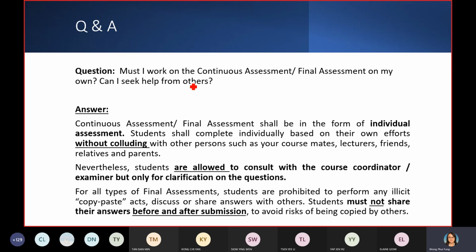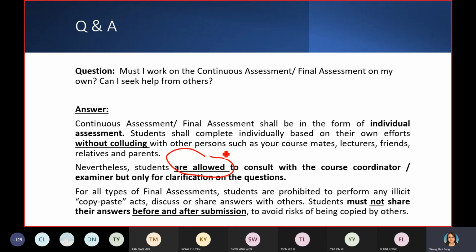Okay. Must I work on the CA or FA on my own? Can I seek help from the others? So remember, this is your individual effort. You cannot pakat with your friend. No pakat, like I do question 1, you do question 2. No, no, no. But as I say, if you don't understand any wording, if you have any doubt, feel free to consult.